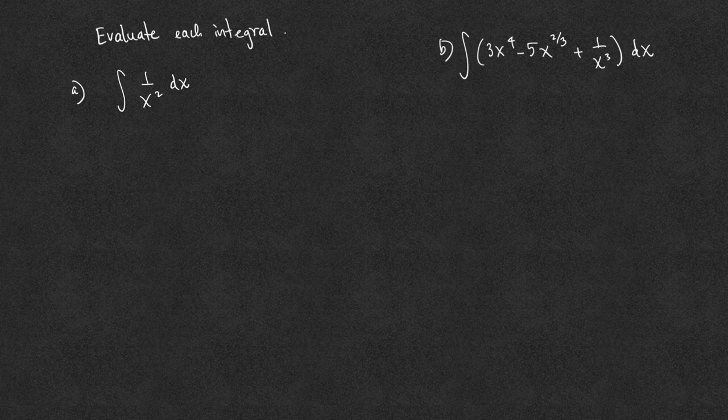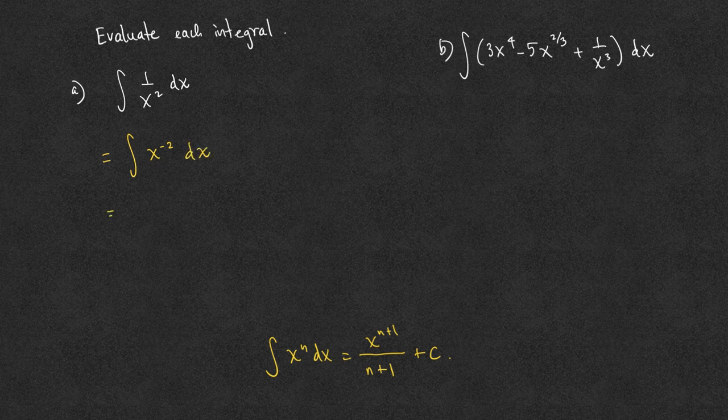The power rule states that the integral of x to the n dx equals x to the n plus 1, we add 1 to the power, n, divided by the new power, plus c. And so, in order to use this shortcut, we need to rewrite the integrand so that we obtain the power form. 1 over x squared is x to the negative 2.